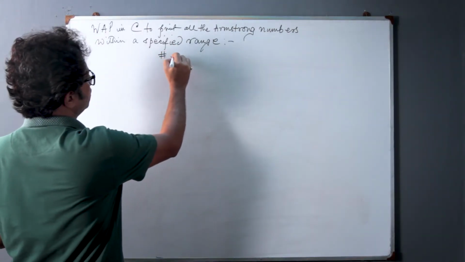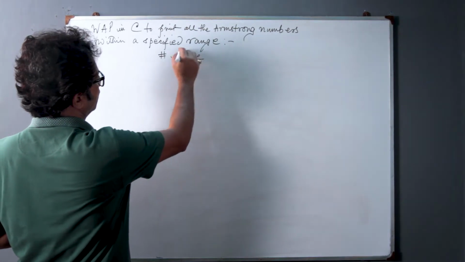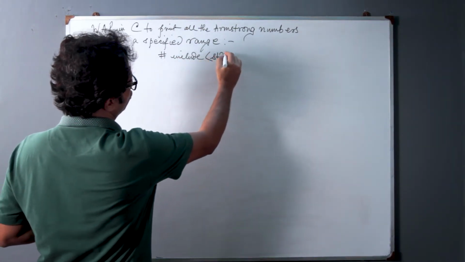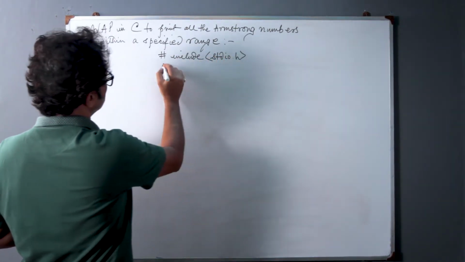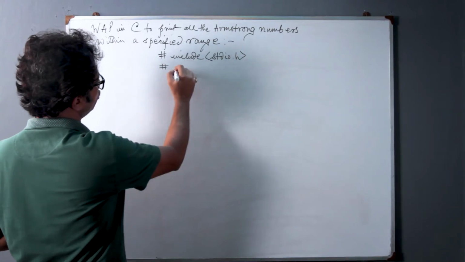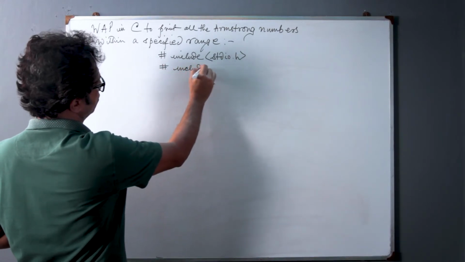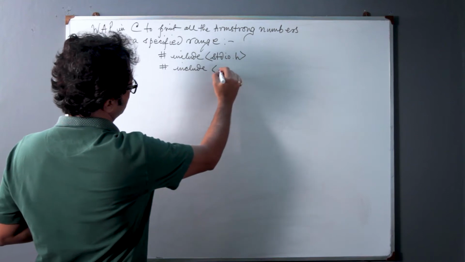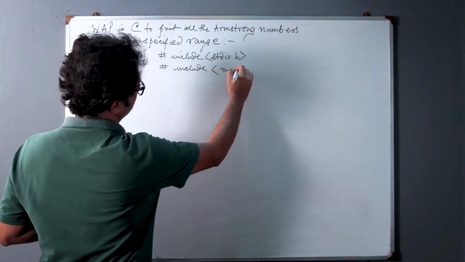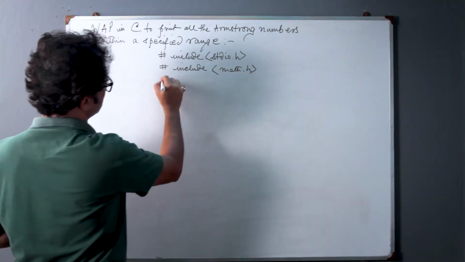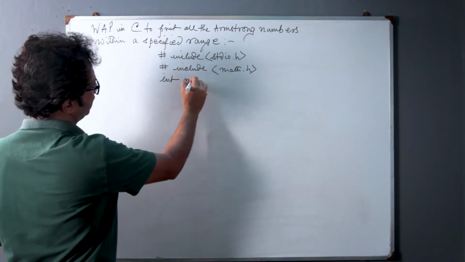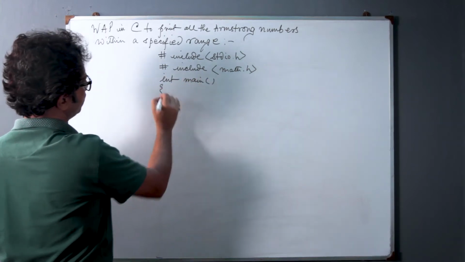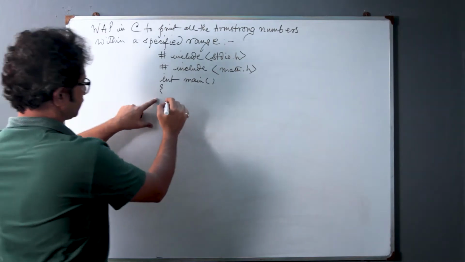#include <stdio.h> #include <math.h>. Now we come to the main section. Declare some required variables. What are the variables which are required?